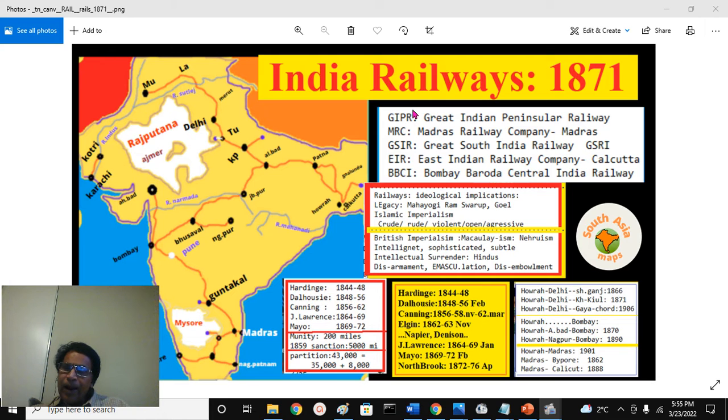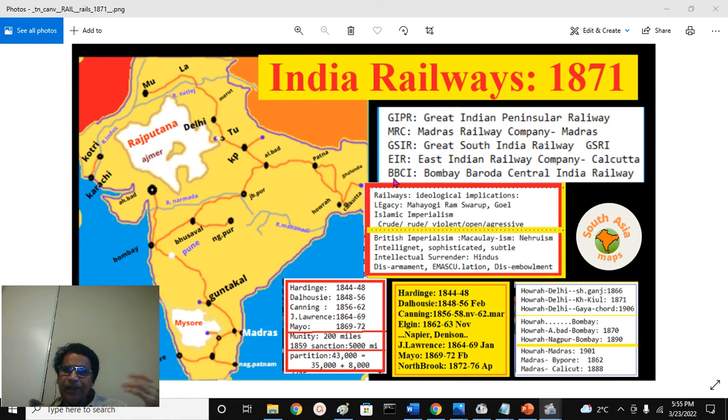GIPR, that is Great Indian Peninsular Railway, was headquartered at Bombay on the west coast. The Madras Railway Company was headquartered at Madras on the east coast. And the East India Railway Company was at Calcutta. These are the most important railway companies: GIPR, MRC, East India Railway. In the initial stages, they built a large network of railway lines.